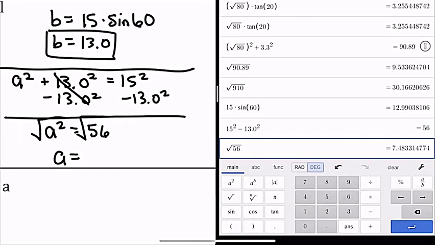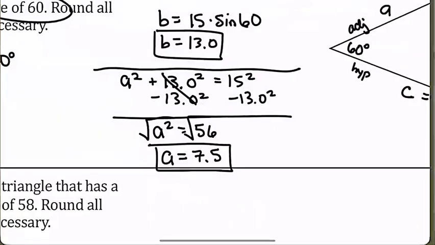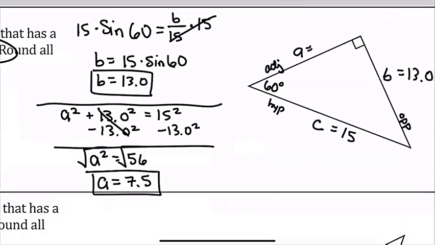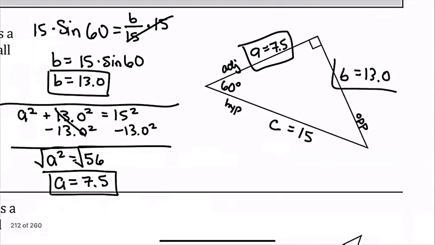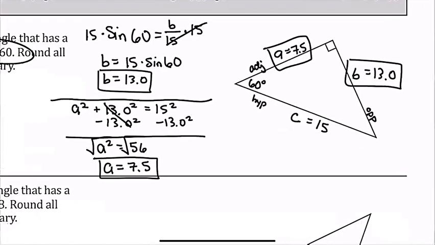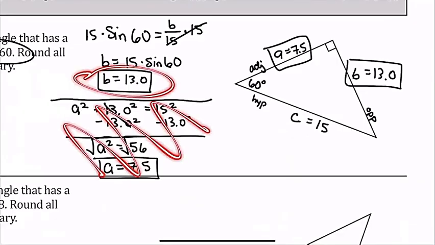And I said we want to round all of our answers to the nearest tenth. So 7.48 would round to 7.5. And that is the other missing side. I'm just going to label it on our triangle as well. And there we go. So here were the two answers we were looking for. Oftentimes, though, your question will only ask for one of them. If it only asks for one of them, obviously you would just find that one missing side here, and then you wouldn't have to do this extra step down here.